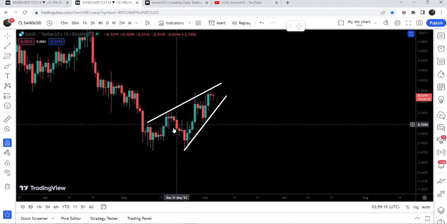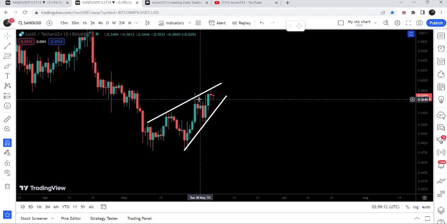And I would also like to show you this rising wedge pattern that Sandbox has formed on the daily time frame chart.